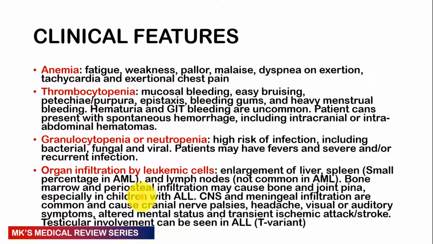You may sometimes get CNS and meningeal infiltration that commonly results in cranial nerve palsies, headaches, visual, even sometimes auditory symptoms, and altered mental status. You may also get transient ischemic attacks or stroke. In addition, you may get testicular involvement, which is seen in acute lymphocytic leukemia, especially the T-cell variant. This means that when we are managing these patients, we should target the treatment to prevent CNS infiltration, and we should also irradiate the testicles to prevent testicular infiltration or to treat the testicular disease.